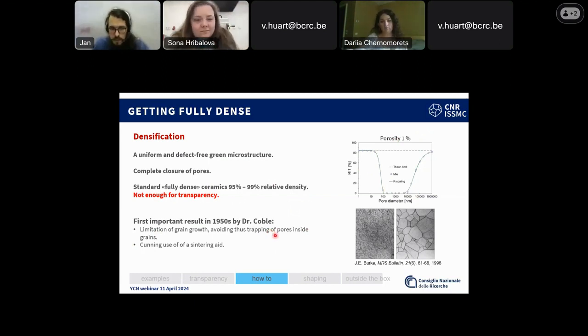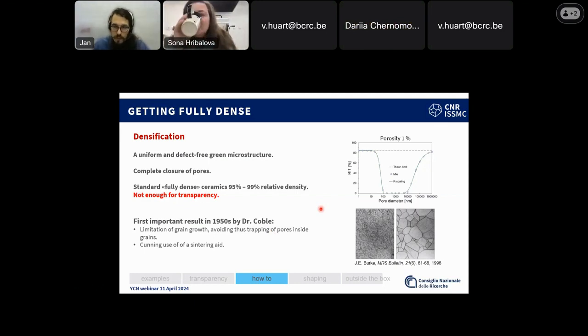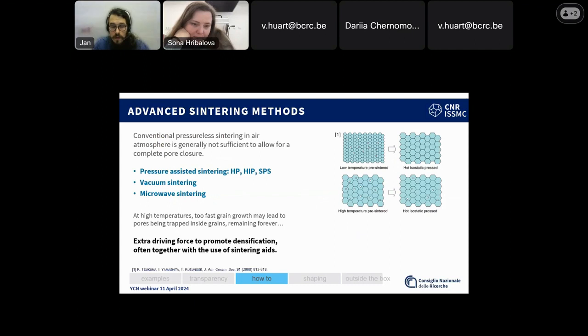Just, I might add one comment before, and that is, if you want small grains, often you need to not go to too high temperatures, and that means that you might need to use pressure, for example, hot isostatic pressing, SPS, and you might need to start from small powders, like smaller than the grains.